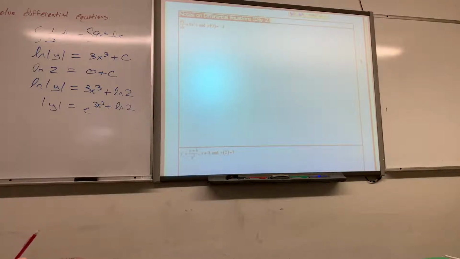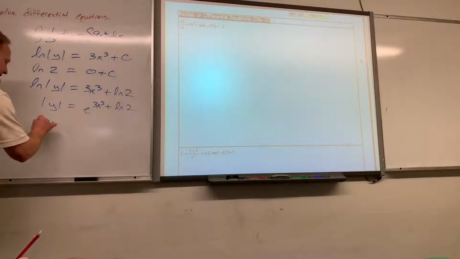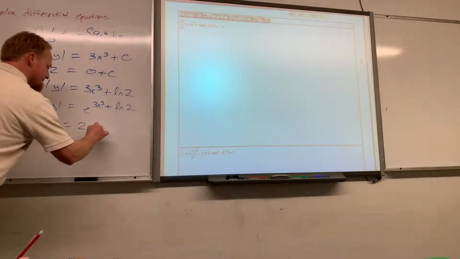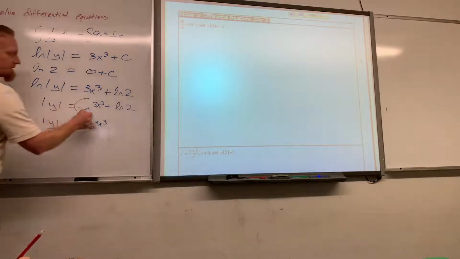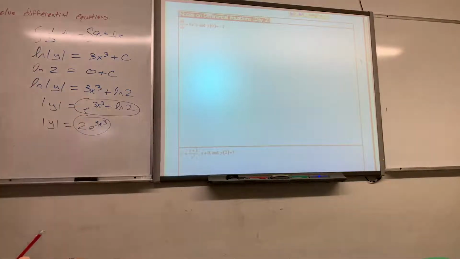Now I'm going to show you something, and then I want somebody to tell me why this is true. How is that the same thing as that? Okay? Because the e and the natural log cancel each other out. Why wouldn't it be plus 2? Why wouldn't it be e to the 3x cubed and then plus 2? Because the e and the natural log are the same, so the 2 would stay with the e.